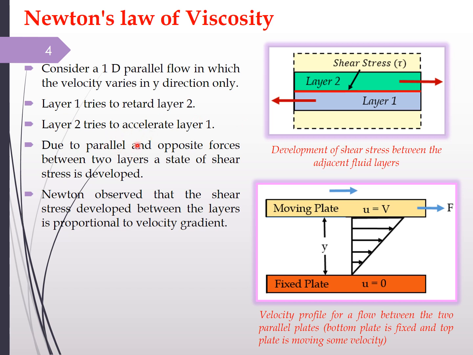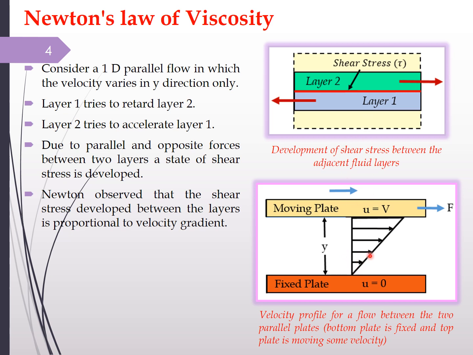Due to the parallel and opposite forces between two layers, a state of shear stress is developed. As I told you, Newton observed that the shear stress developed between the two layers is proportional to the velocity gradient. If we take into consideration this figure, here you can see a fixed plate, and we have a moving plate. In between we have a fluid, and we are giving some force to it, we are trying to pull it, or we are giving some velocity to it. So this plate is moving. What will happen is a velocity profile like this will be there, and as I told you, a small portion of that is shown over here.